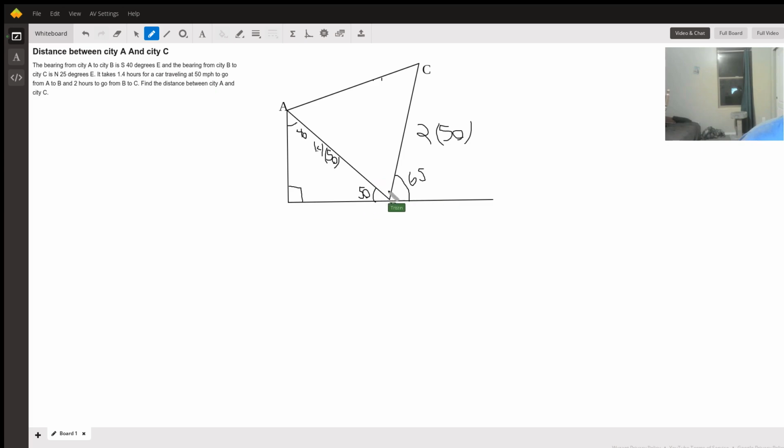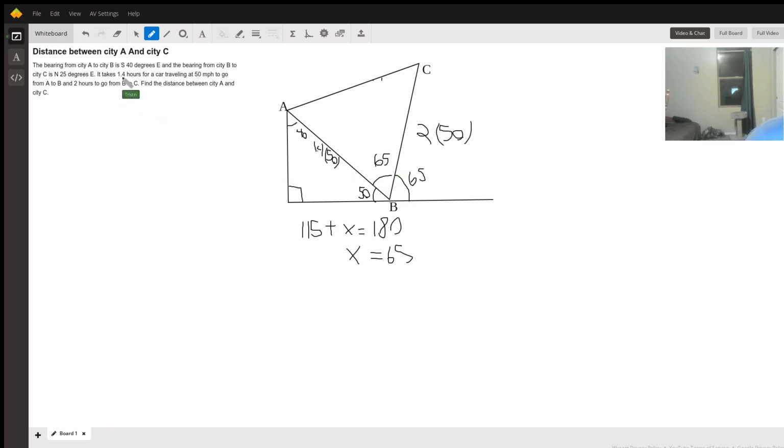So we know that this is 50 and this is 65, so this sums to 115. So 50 plus 65 plus whatever this angle is equals 180. So 115 plus x is 180. In this case, we get that x is 65. So we get that this angle is also 65 degrees.